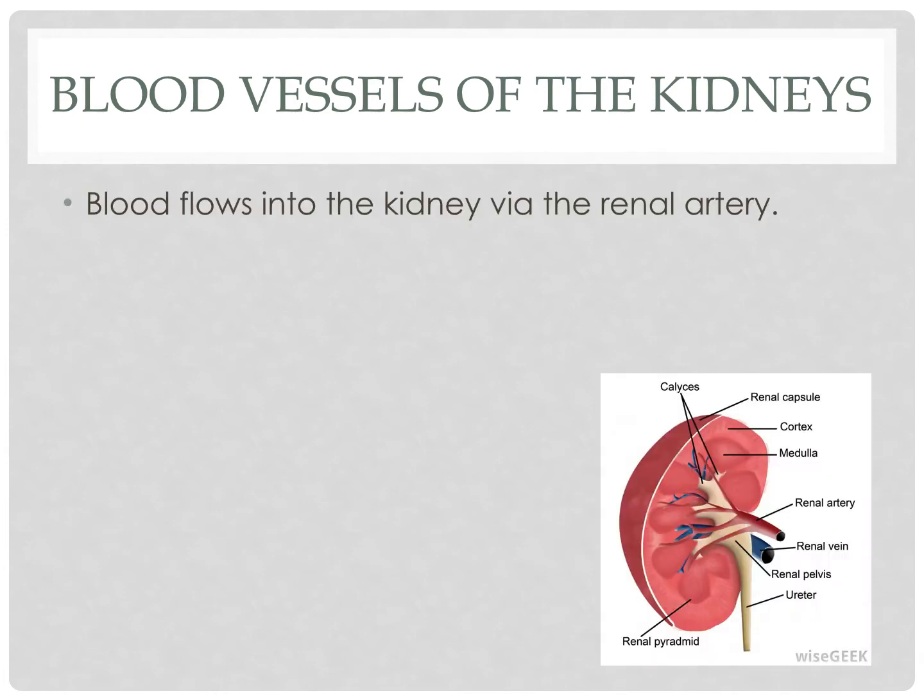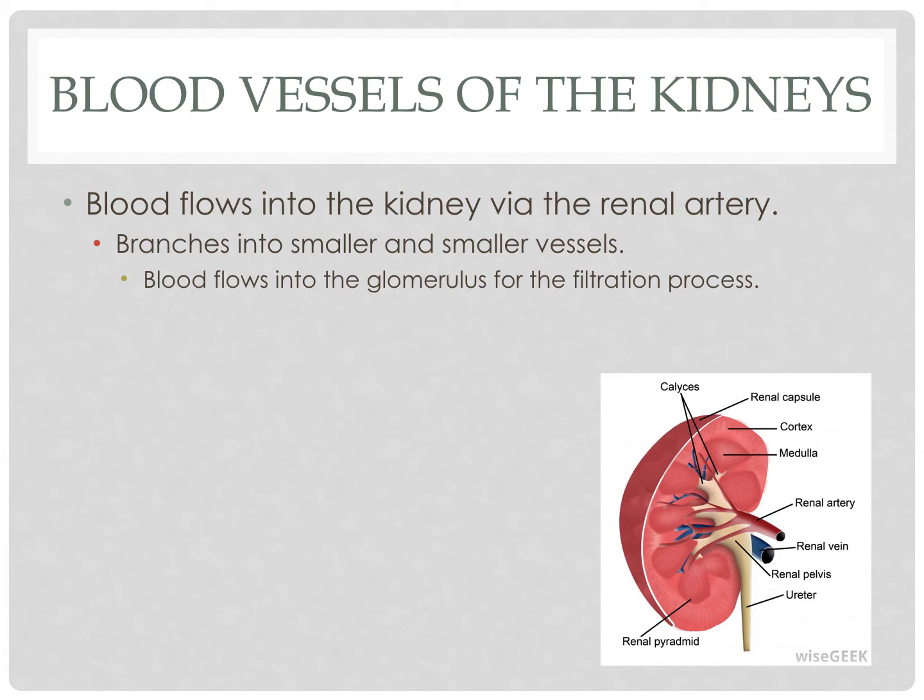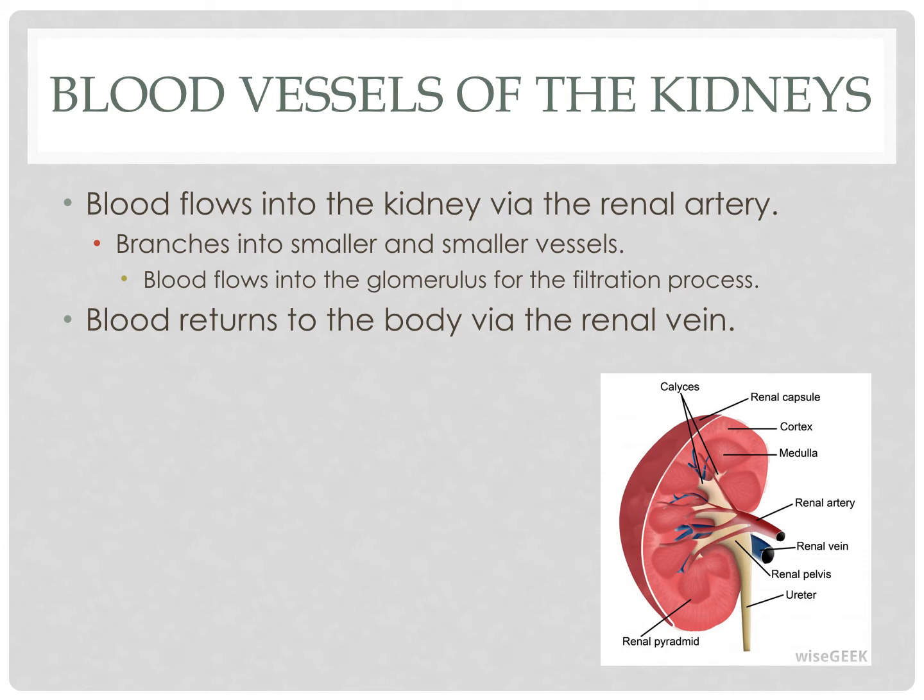Blood vessels of the kidneys as a whole, we've got blood flowing into the kidney via the renal artery. Remember, arteries are going to bring oxygen-rich blood away from the heart. And they're going to branch into smaller and smaller vessels until we get blood flowing into the glomerulus from those arterioles, the smallest possible tubes off of the artery, to begin the filtration process. Blood will then be cleaned and then will return to the body via your renal vein, and that arises from the peritubular capillaries.